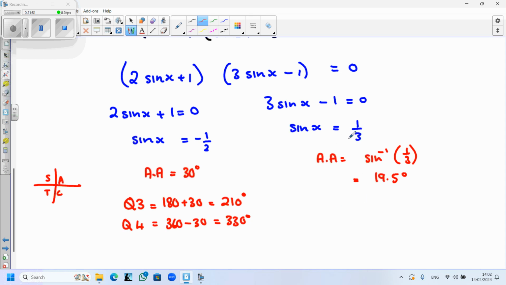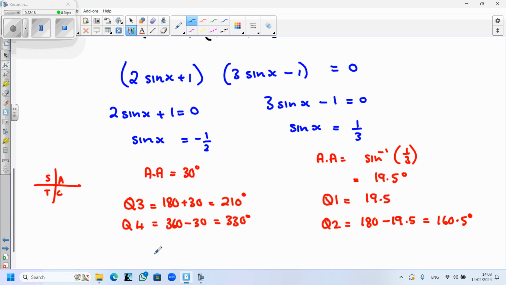Over here, we've got sine's positive. So sine's positive in quadrant 1 and quadrant 2. So we've got an answer in quad 1 on this side and an answer in quad 2. Answer in quad 1 is very easy. It's just your acute angle, so it's 19.5. Answer in quadrant 2 is 180 minus 19.5. And when I work that out, it gives me an angle of 160.5 degrees.